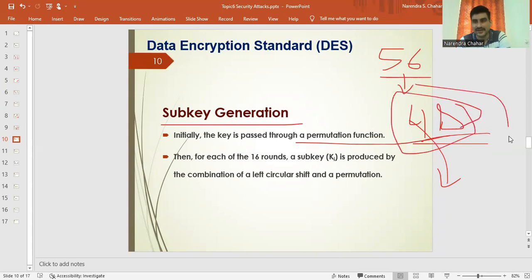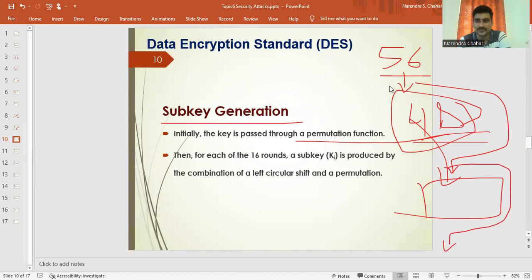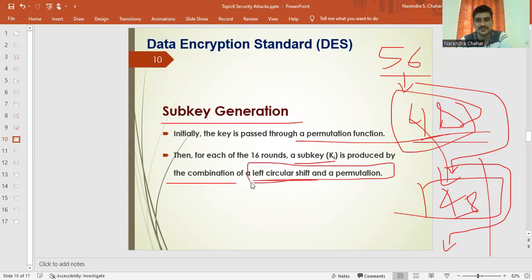And then we again take this to generate our second subkey. Then we take this for the third subkey. So the permutation is done at every step, and then we just select the 48 bits of the key. So there will be 16 rounds. For the 16 rounds, subkeys are produced by a combination of a left circular shift and a permutation. So these are two things.